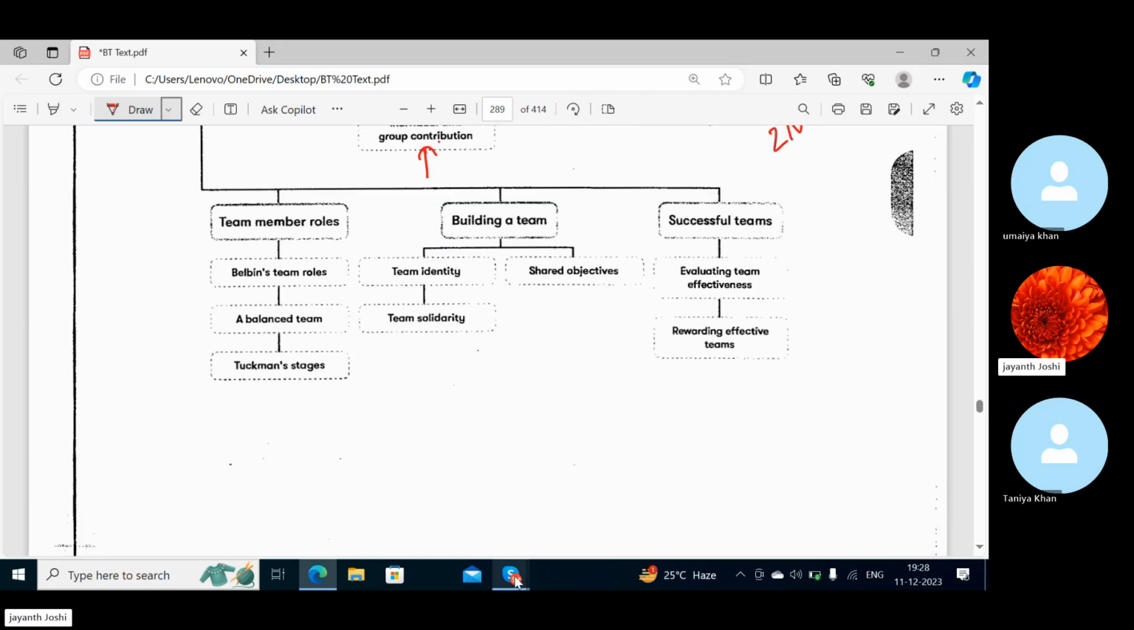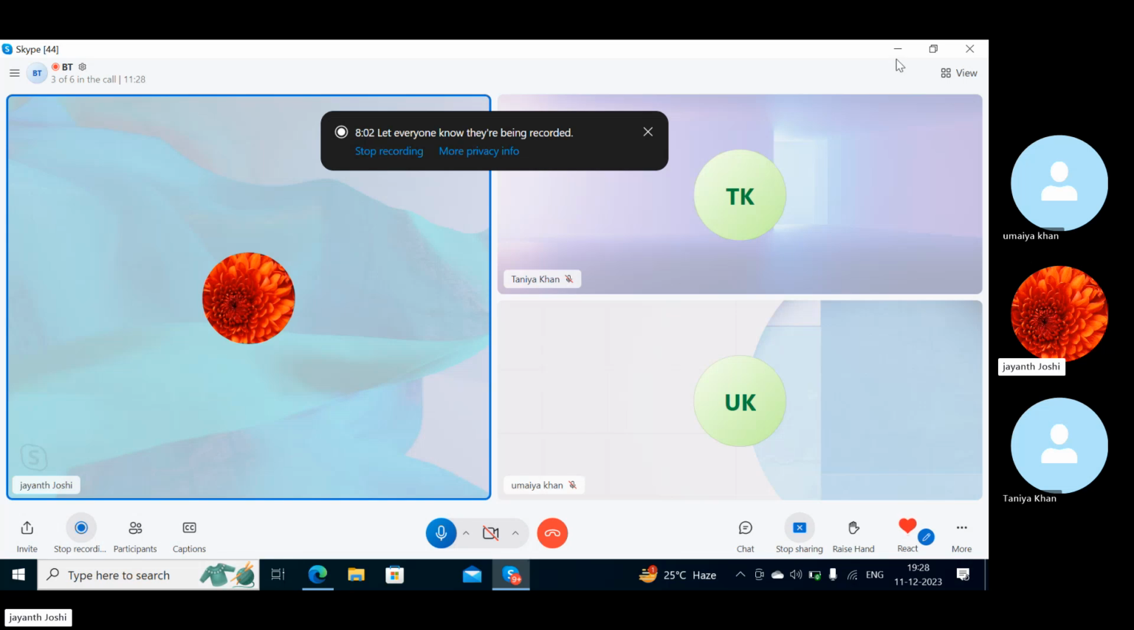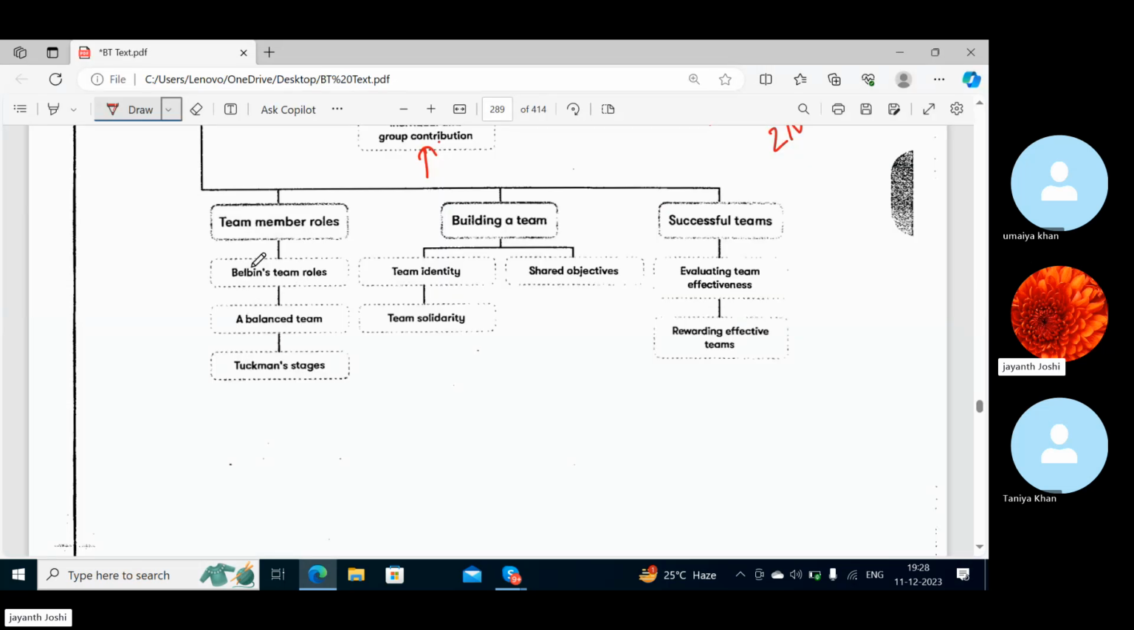So team member roles. Then we will discuss the team member roles, like Belbin's team roles. What according to Belbin a team role can be or should be. A balanced team we will see. Tuckman's stages we'll see. Building a team, team identity, solidarity, how they stand with each other in the time of crisis. Shared objectives, everyone will have similar kinds of objectives. And successful teams, what they are like. Then you have to evaluate the team effectiveness and reward effective teams.